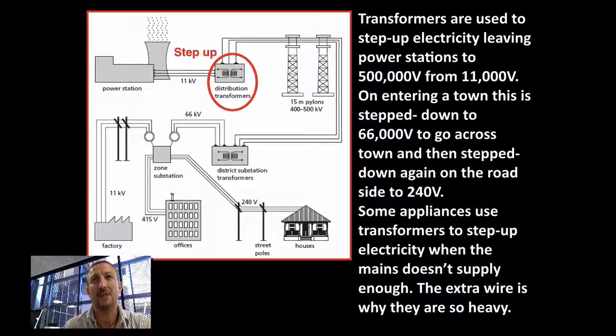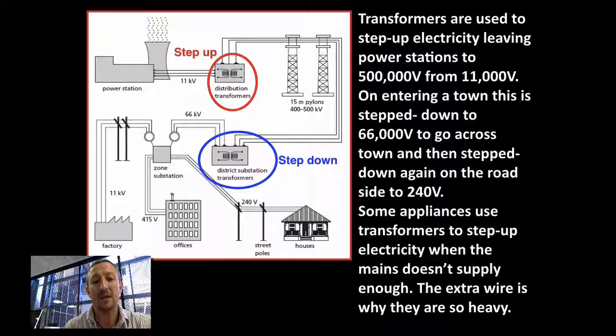So this allows it to pass through the national grid until we get to the city where we want to go. In this case, we then pass to a district substation. In this substation, it will step down. So we'll have fewer coils on our secondary VS compared to our primary. So we'll step down the voltage. In this case, you can see it'll be stepped down to 66,000 volts.